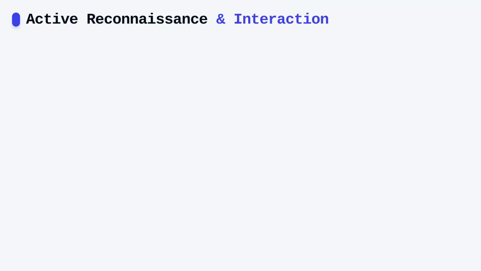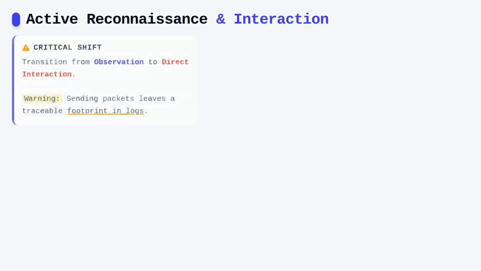Once we transition into active reconnaissance, the engagement moves from observation to direct interaction with the network. This phase is fundamentally different because it involves sending packets to the target services to elicit a response, which invariably leave a footprint in the logs. Port scanning is the primary method here, where we probe specific ports on a target IP to determine their status, such as open, closed, or filtered.